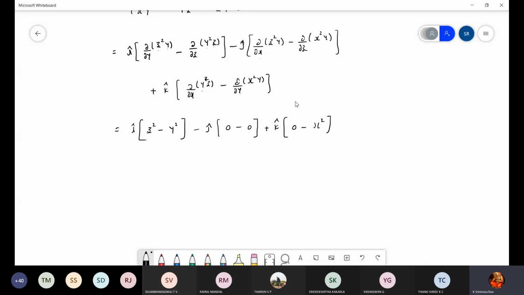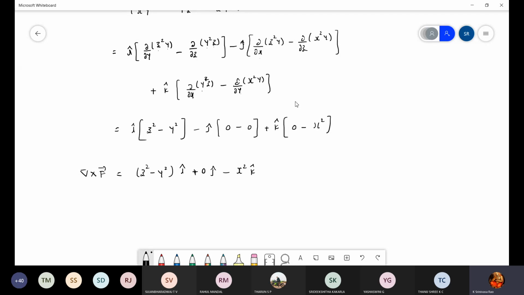So finally curl f equals z square minus y square i cap. There is no j, you can write plus 0 j cap for your reference, because you have to calculate one more curl now. So let it be plus only, because anyhow it is 0. Whatever, you can write 0 plus or minus. So we will take positive only: plus 0 j cap and minus x square k cap. So this is one stage, curl f.